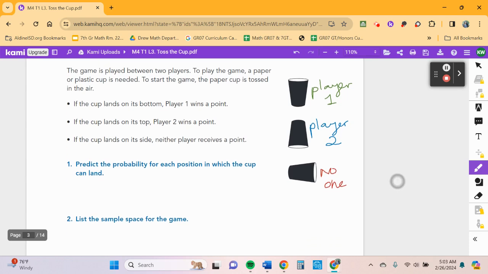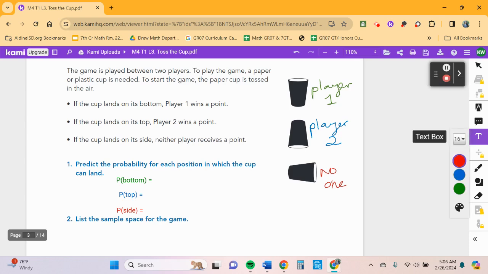So, number one, it says predict the probability for each position in which the cup can land. Well, looking at the positions, we've got the top, the bottom, and the side. We can kind of predict what it might be. What do you think? Now, it's really hard to predict exactly which it's going to land on, but using our knowledge of simple probability, we can make an educated guess.